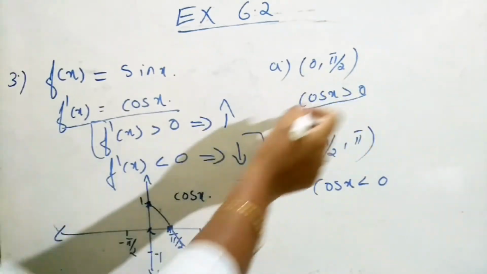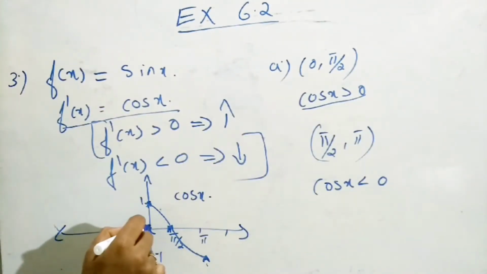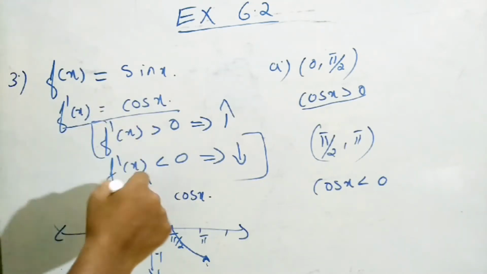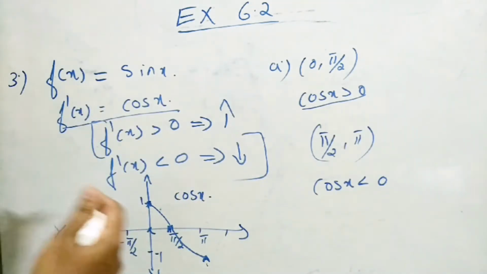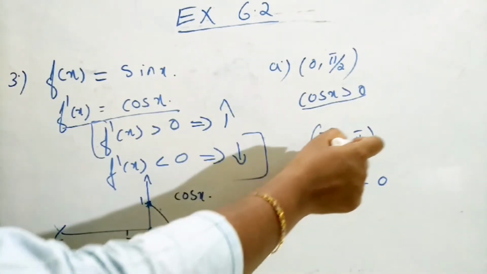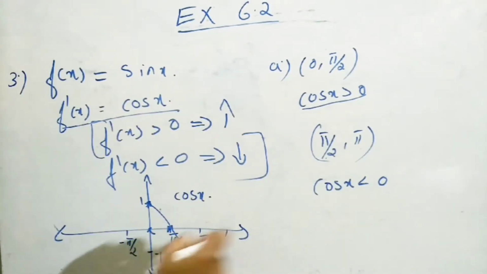Cos x is greater than 0 because the graph of cos x in the interval 0 to pi by 2 lies in the positive direction of the y-axis. And in the interval pi by 2 to pi, the cos x graph lies in the negative side of the y-axis. Therefore, cos x is less than 0 there.